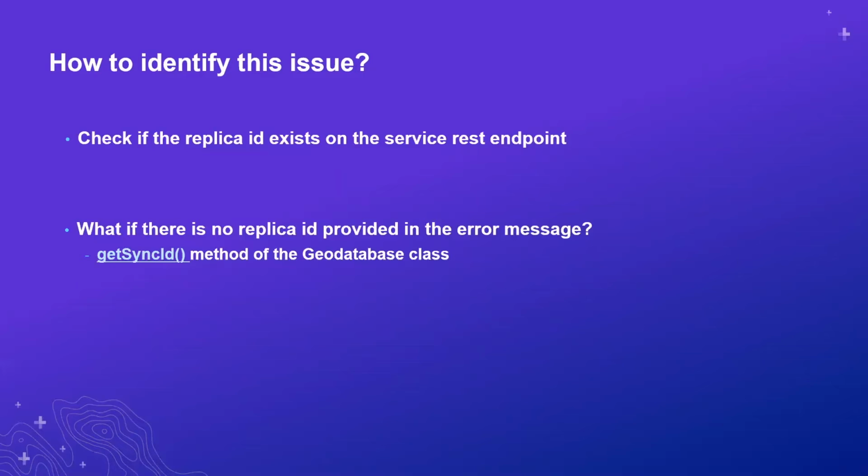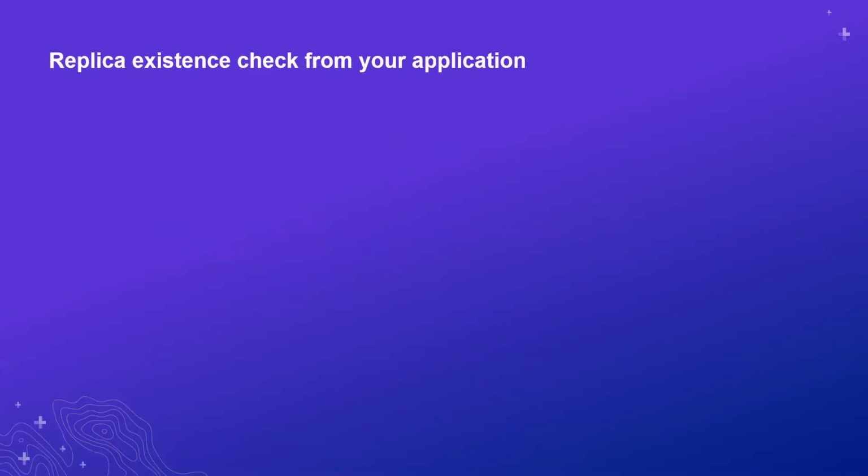getSyncID method from the Geodatabase class of the Runtime SDK for Android. This will allow you to obtain the replica ID, and now you can manually go into the service REST endpoint and look through it to see if it exists on the server. So the next question is, since as developers we're trying to automate this, how can we check if the replica exists on the server programmatically?